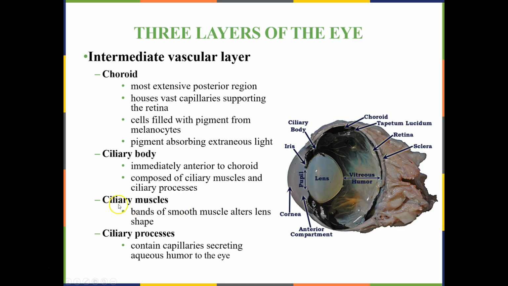The ciliary muscle is attached to the lens through the suspensory ligaments, and these will alter the lens shape to allow us to see closer up or far away, depending.